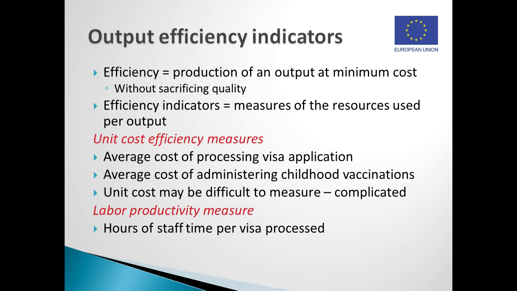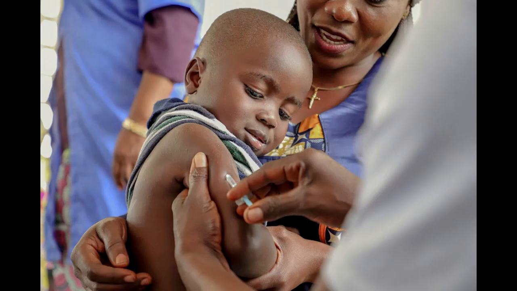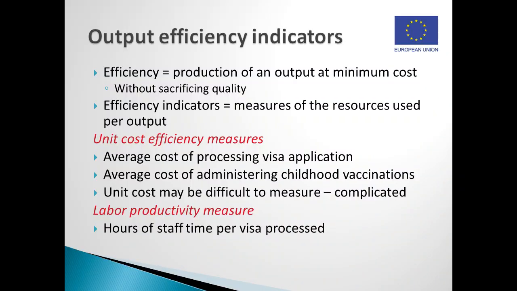Another very useful example of a unit cost efficiency measure is the average cost of administering the set of childhood vaccinations that all children should receive. Now, although unit cost measures are in principle the most useful type of efficiency measure, in practice measuring unit cost is not an easy thing to do. It requires quite complicated managerial accounting, and there are very few countries in the world that can do this well.